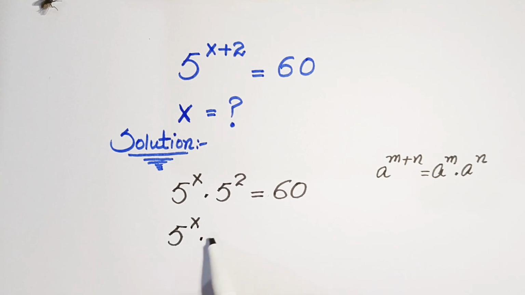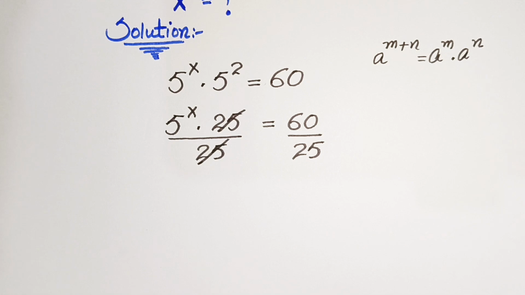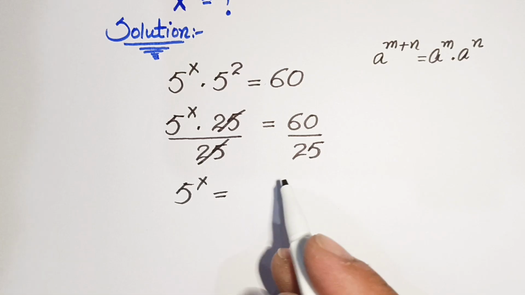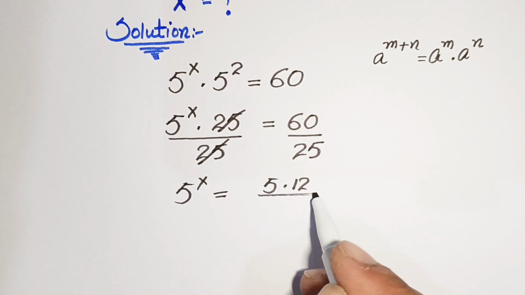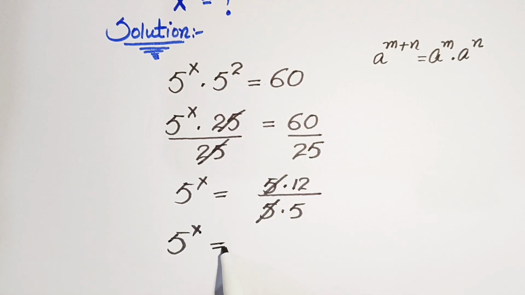5 to the power x times 5 squared, which is 25, is equal to 60. Now dividing by 25 on both sides, on our left hand side we cancel out 25 with 25, so we have 5 to the power x is equal to, and this 60 can be factorized as 5 times 12, and similarly 25 is 5 times 5. So cancelling 5 with 5, we have 5 to the power x is equal to 12 divided by 5.